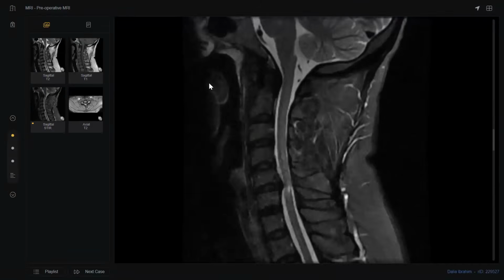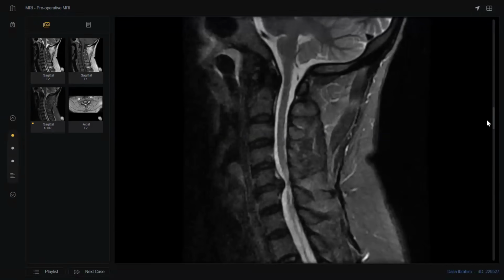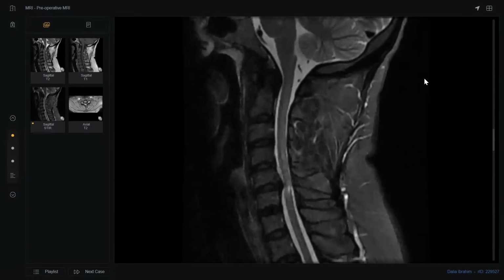I've been provided with sagittal T2 weighted images, in which I can see hyperintense signal in the intramedullary aspect of the cervical cord, extending from C4 vertebral body to C6 vertebral body.